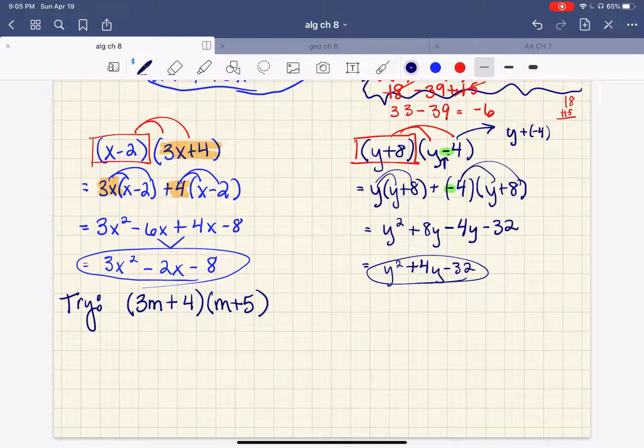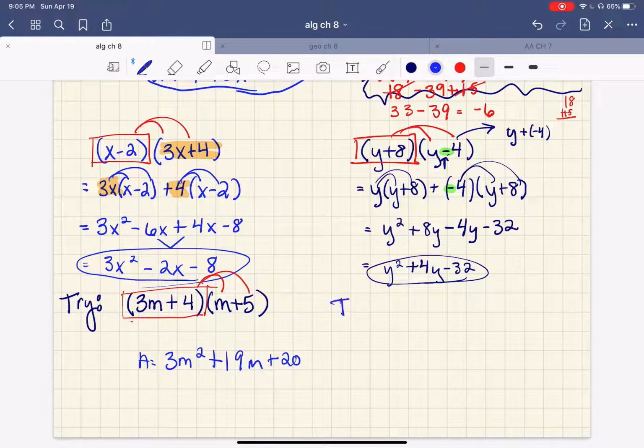All right, I'll box this one up for you. Oh, look at that. It's all ready to ship to the m and to the 5. So give that one a try. Your answer is going to be 3m squared plus 19m plus 20. So hopefully that's what you got.